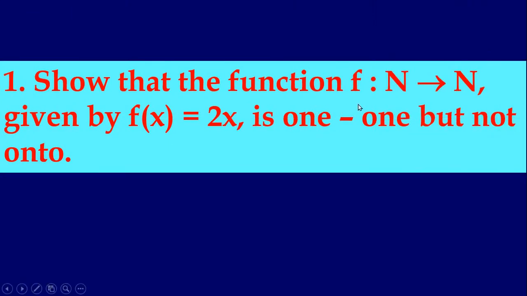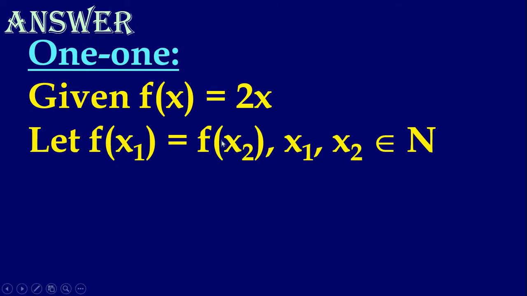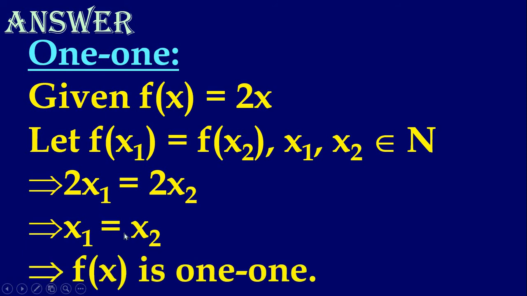First problem: show that the function f from N to N given by f(x) = 2x is 1-1 but not onto. So you have to prove that the function is 1-1 but it is not onto. First we prove the function is 1-1. Here it is given f(x) = 2x, and we take f(x1) = f(x2), where x1, x2 belong to the first set, that is the natural number set. Now we can write f(x1) = 2x1 and f(x2) = 2x2, and we can cancel 2, we get x1 = x2. Since we started with f(x1) = f(x2) and we get x1 = x2, this function is 1-1.